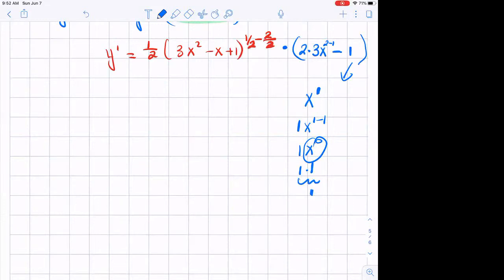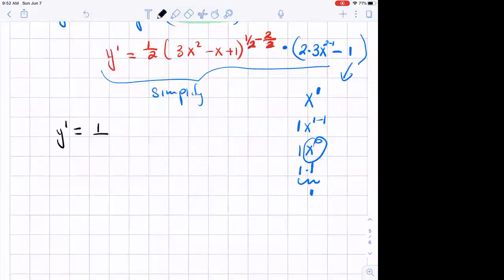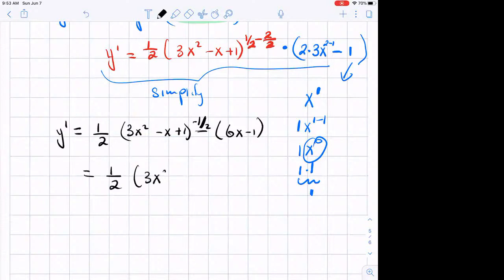So if we simplify all of this, we end up with y prime is equal to 1/2 (3x squared minus x plus 1) to the negative 1/2 power times (6x minus 1). Then the negative 1/2 power means 1 over that. So this becomes (1/2)(6x minus 1) over (3x squared minus x plus 1) to the 1/2.